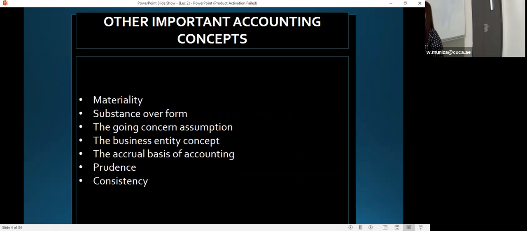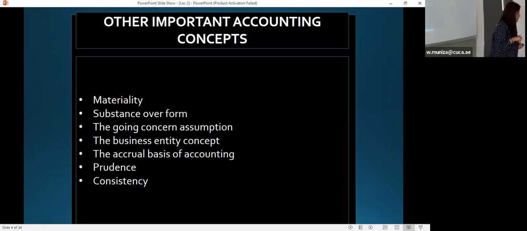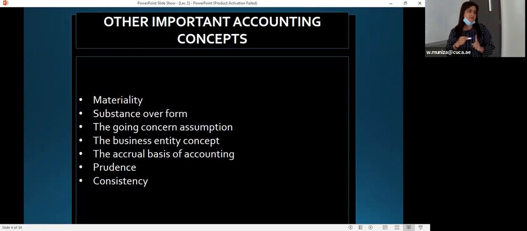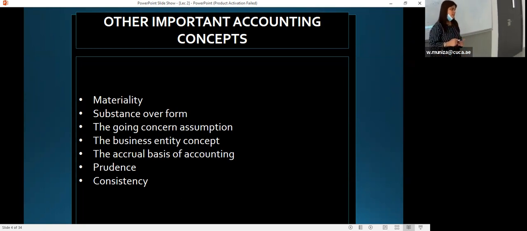This is a very important concept, students. Substance here means economic substance, and form here means legal form. This is the language of the standard itself. Substance over form means economic substance has a priority over legal form. In financial accounting, the economic substance of the transactions is more important than the legal form of the transactions.